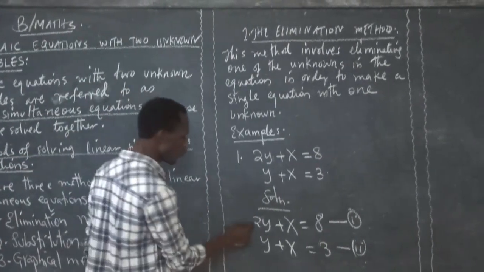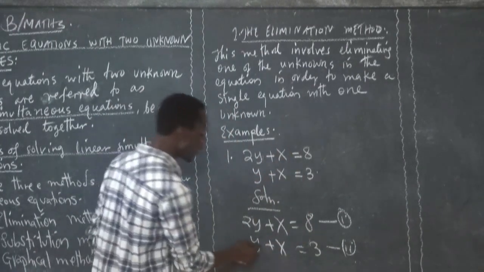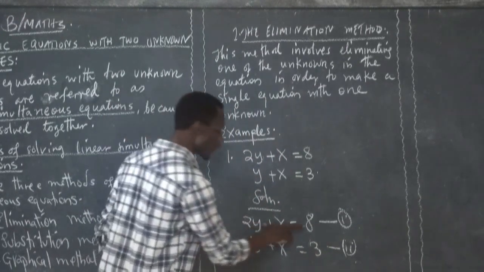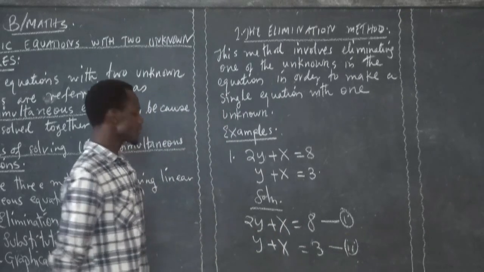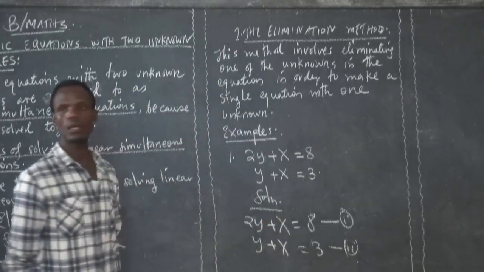Now, 2y plus x is equal to 8 is the first equation, then we have y plus x is equal to 3. Now, take the first equation minus the second equation, meaning subtract the second equation from the first equation.